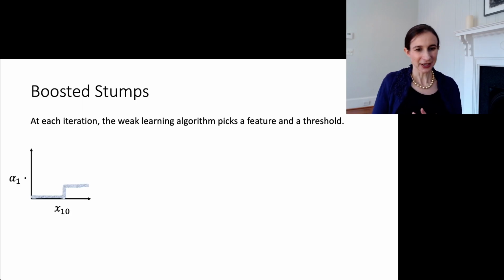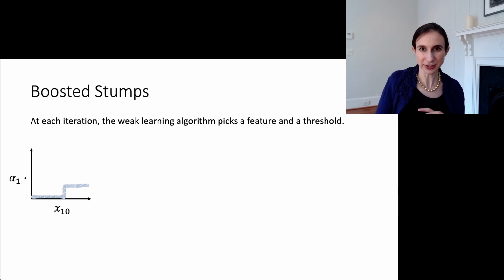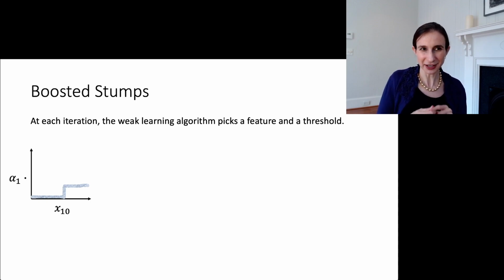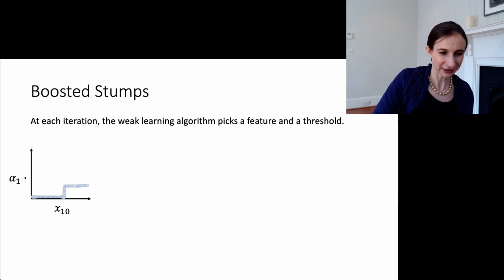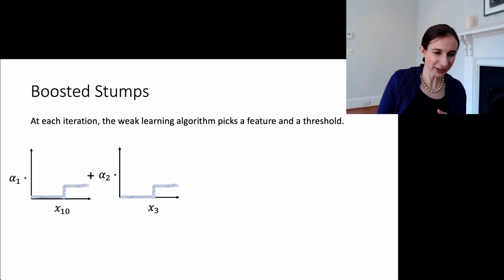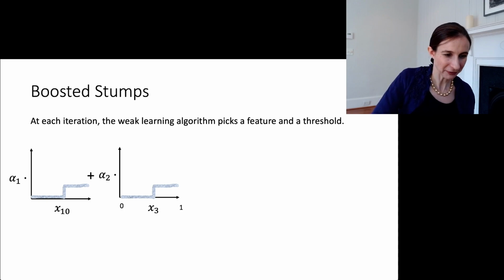All right, so at the first iteration, let's say it picked feature 10 and that particular threshold that I've got there, right in the middle of x10. And then the AdaBoost weak learning algorithm picked that weak classifier and put the weight alpha 1 on it. In the second iteration, it picked x3 with this threshold and multiplied it by alpha 2.